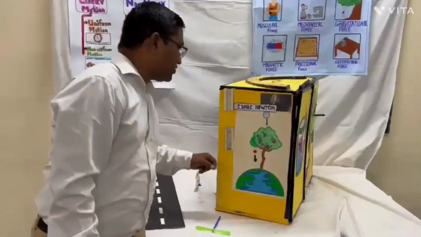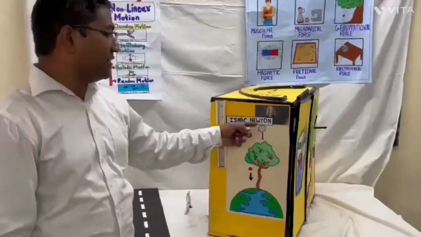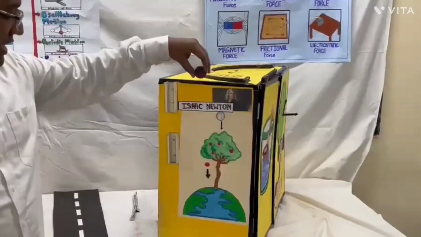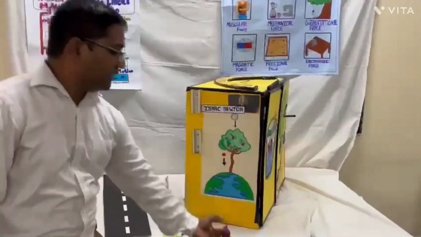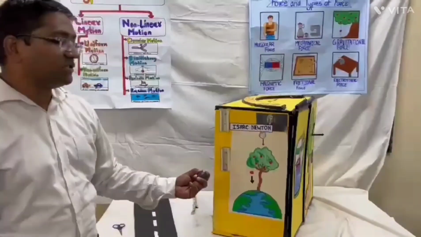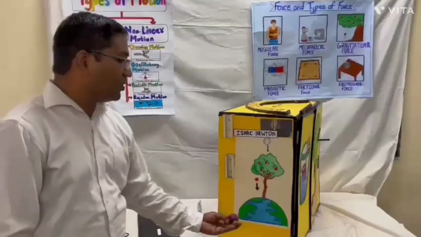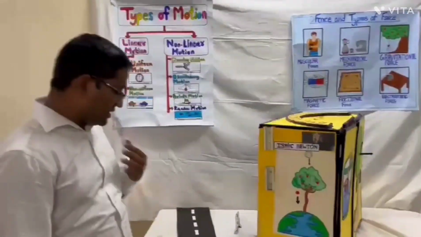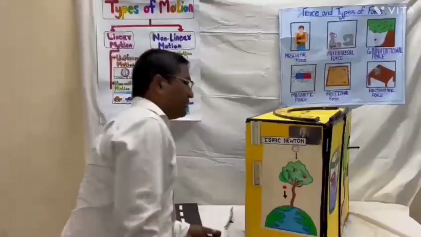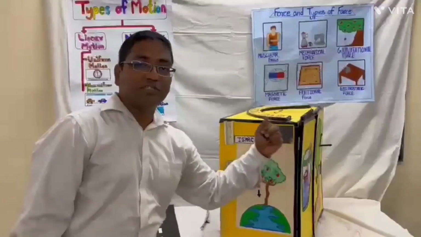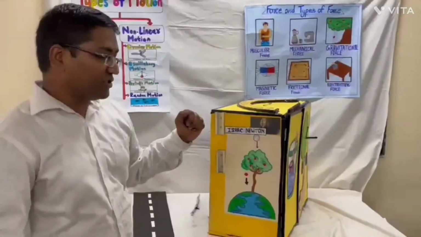gravitational force, which was discovered by Sir Isaac Newton. As I throw any object towards the earth, it falls down. So that force is called gravitational force. Even though I can lift the ball, after some time it will come back. So that is called gravitational force.